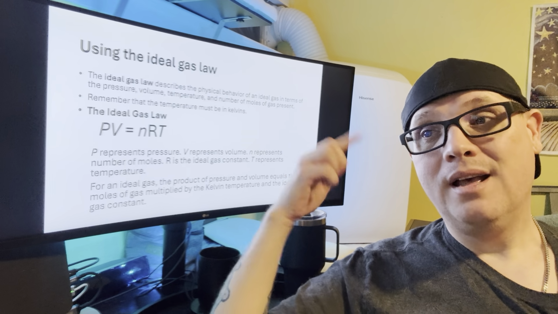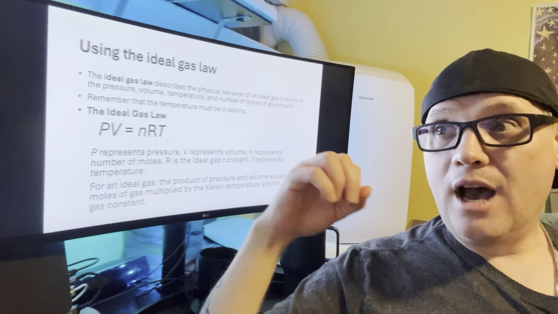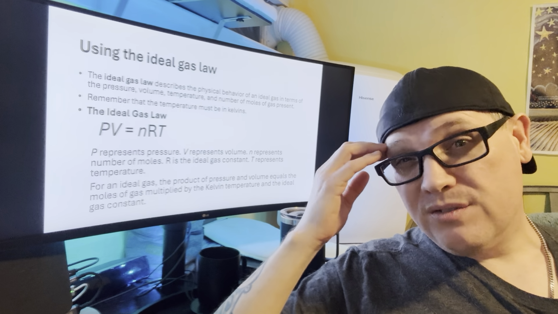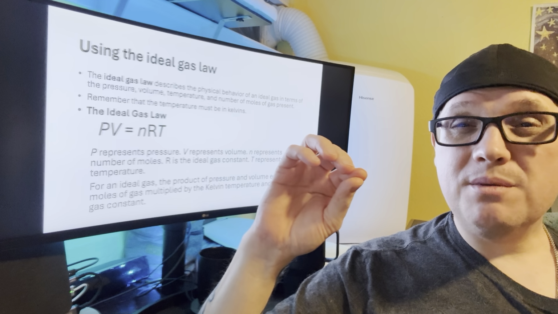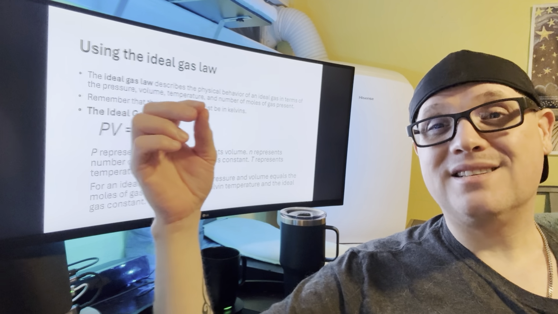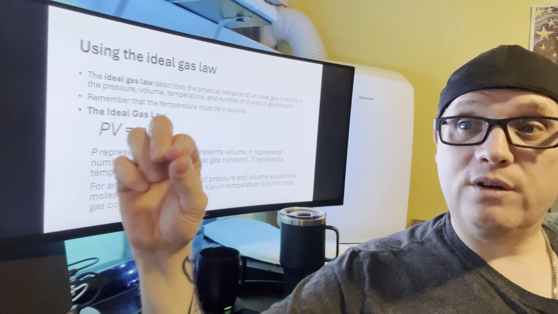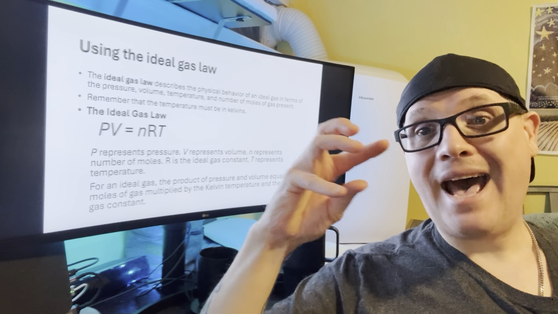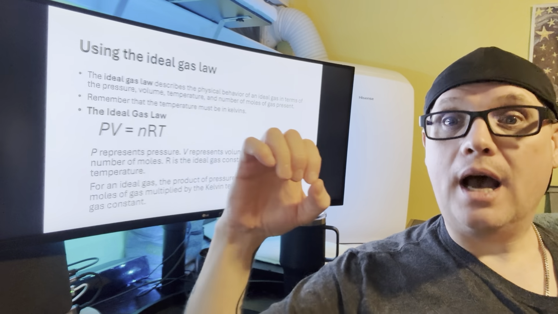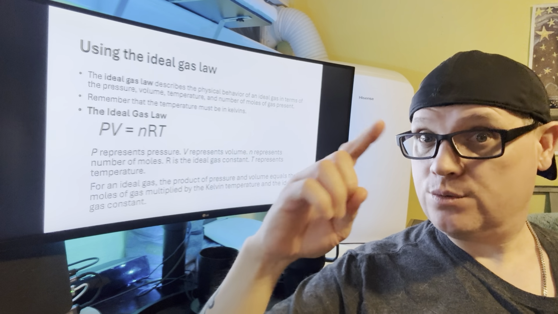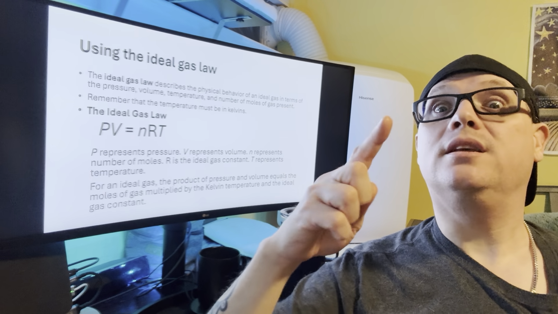Temperature has got to be in Kelvin, n has got to be in moles. Now, it doesn't matter what the pressure and volume units are as long as they match your R constant. So if you're using milliliters, but your R constant has liters in it, then you had better convert your volume to liters because they have to match the constant. If they don't match the constant, you're not going to get the right answer. So we just got to choose, but choose wisely.